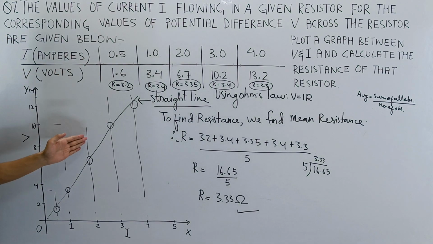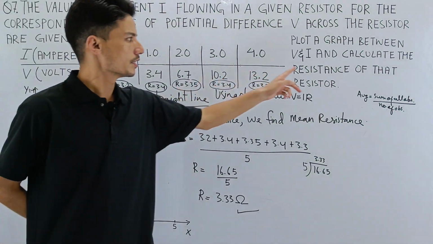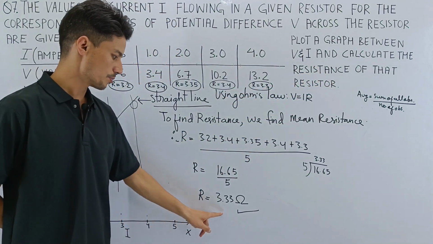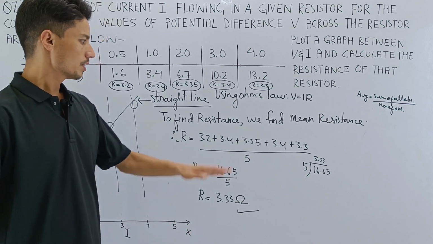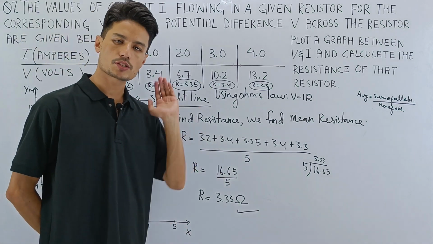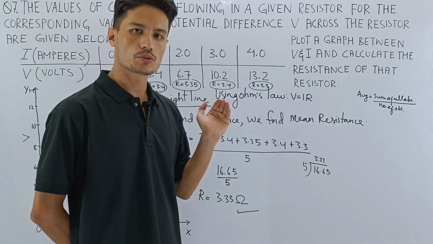Okay, first the VI graph and then the resistance of the resistor, which is 3.3 ohm. All right, now I will erase this and write down the next question, and we'll solve the next question together.